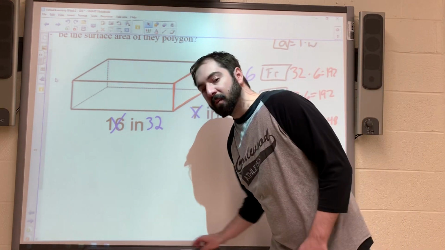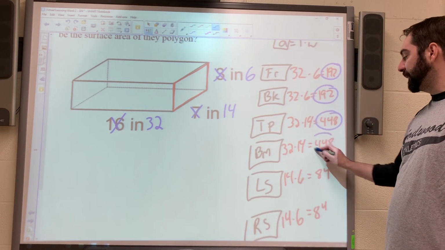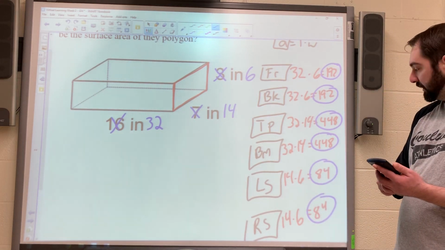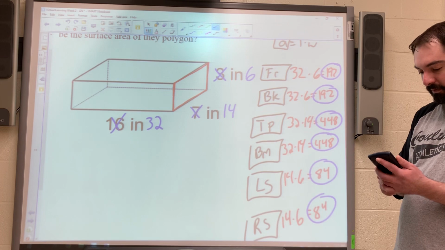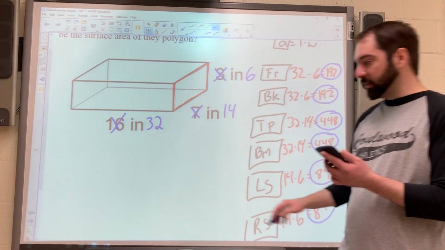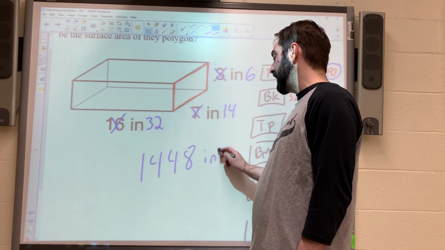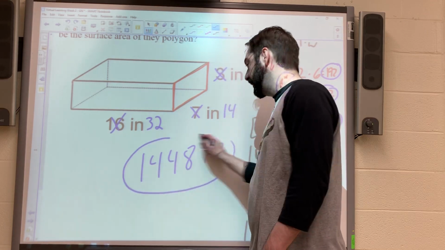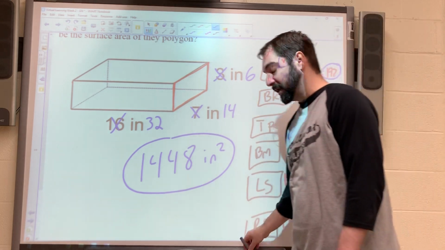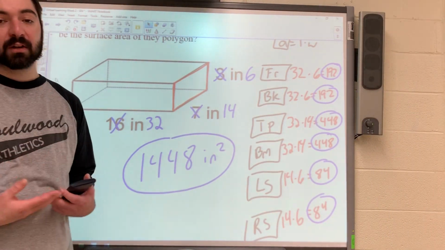Last step, I find all my individual areas and add them together: 192 plus 192 plus 448 plus 448 plus 84. Let me do this real quick in a calculator. That would mean this has a total of 1,448 square inches after we doubled each side and then found the surface area. This is about as hard as we take it in 7th grade. We have now completed almost all the surface area.